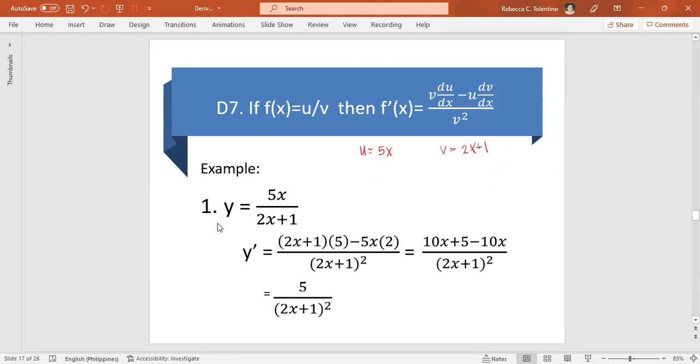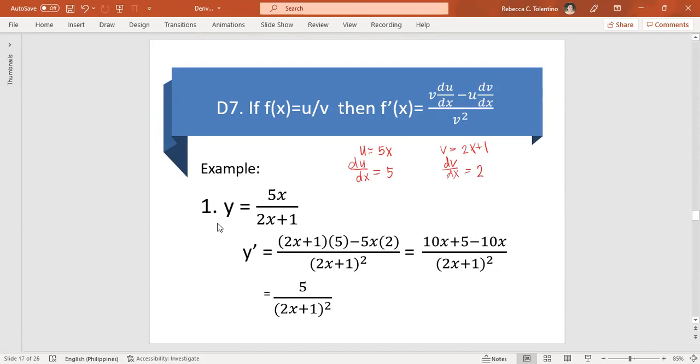So as shown in the formula, we need to look for du over dx. Our du over dx is 5. That's the derivative of 5x. Our dv over dx is 2. So that's the derivative of 2x + 1. The derivative of 1 is 0.